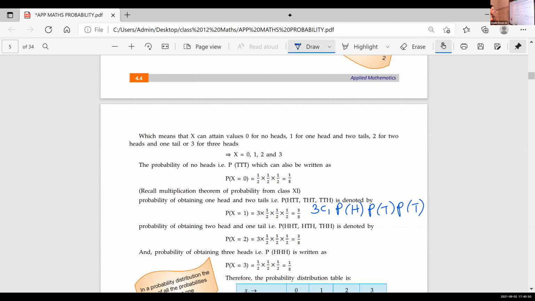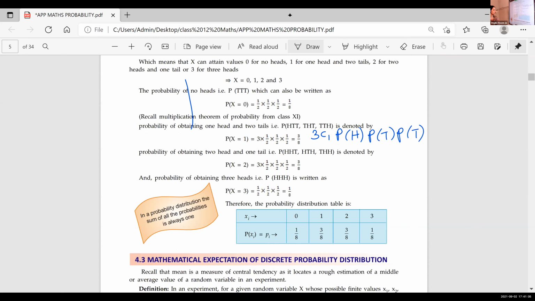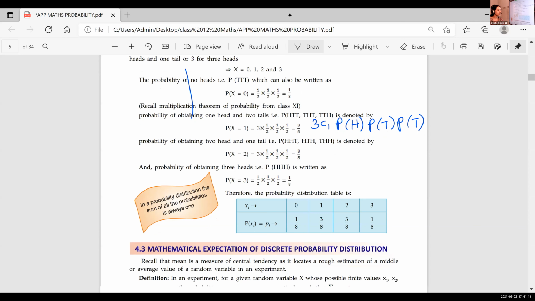Next is 2 heads. 2 heads means P of x is equal to 2. Then 3C2. There we write 3C2. Then we write 3C3. Is it okay? And here you noted down the probability distribution. In a probability distribution, sum of all probabilities is always 1. This is what we discussed yesterday. Is it okay? Now we are going to start with the next one.